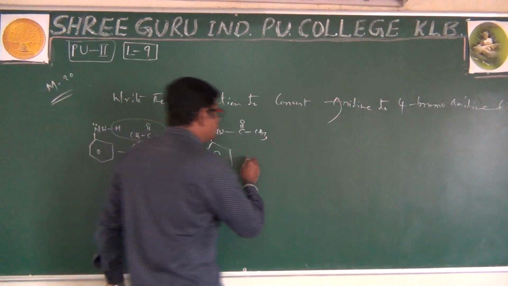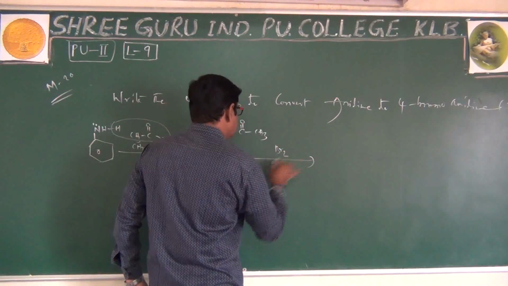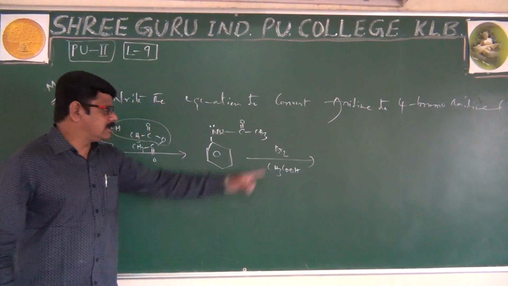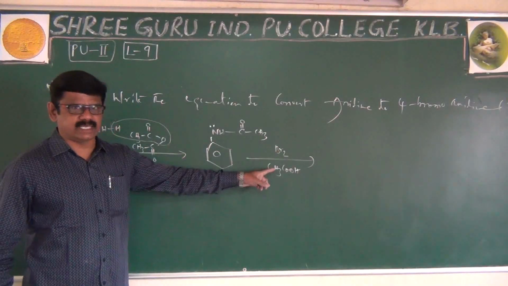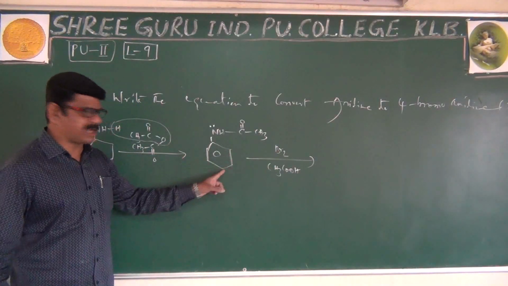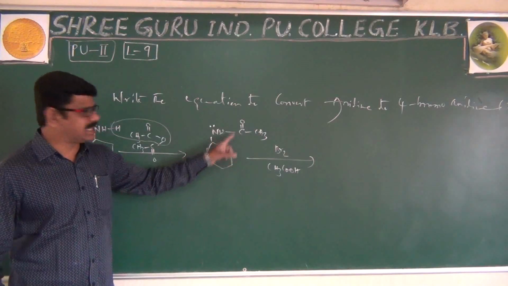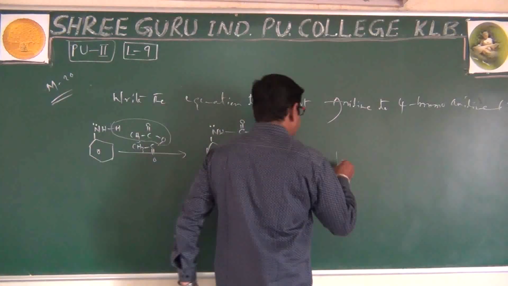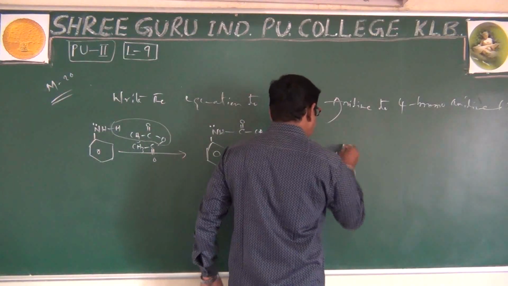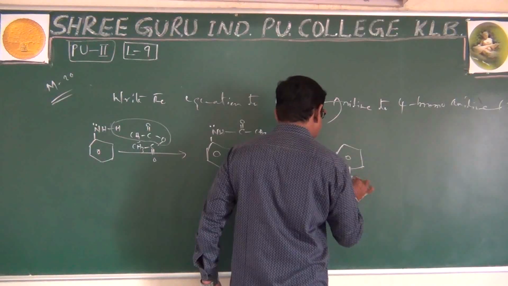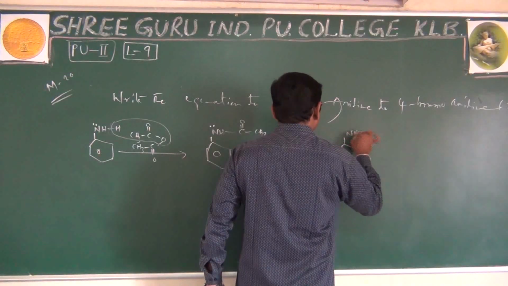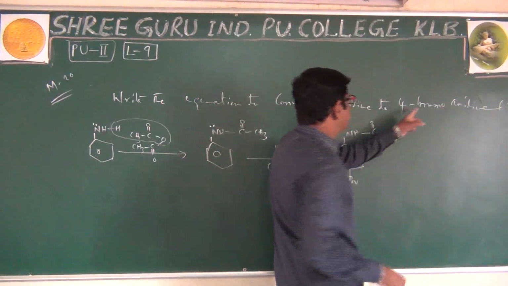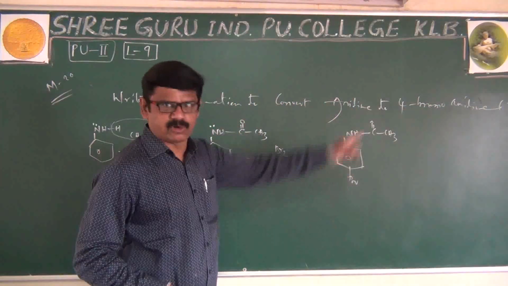Right. Next we do bromination, with bromine in the presence of acetic acid. Then we get the electrophile. Where should the electrophile attack? At ortho and para. But ortho is not attacked because of steric hindrance. It prefers the para position only. Therefore we get para-bromoacetanilide first.